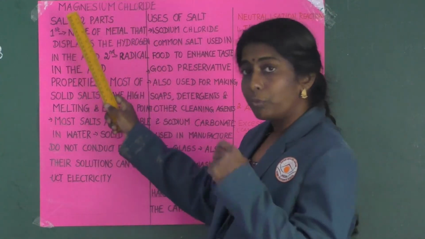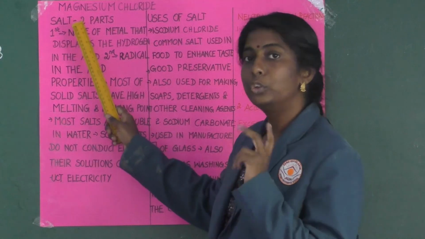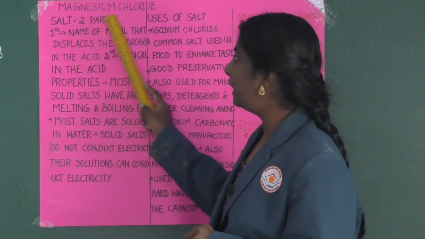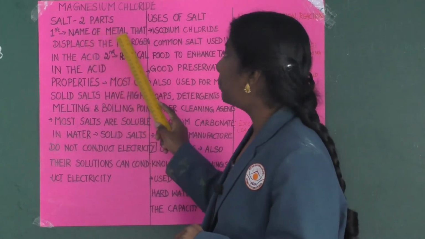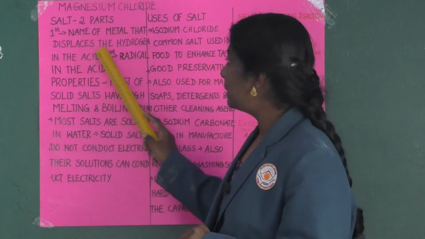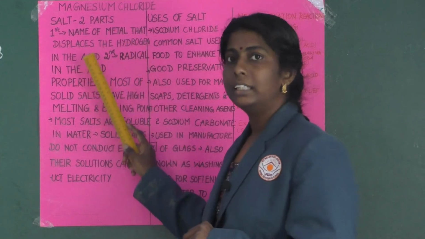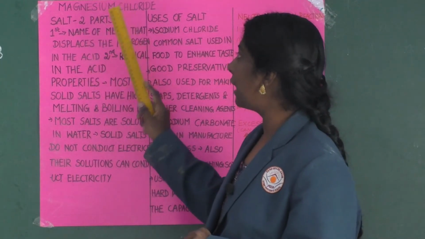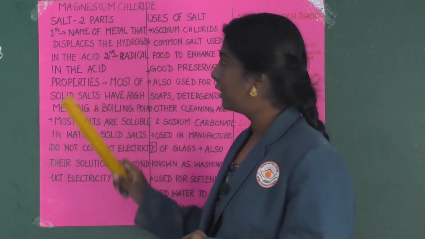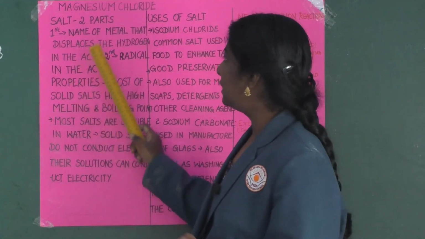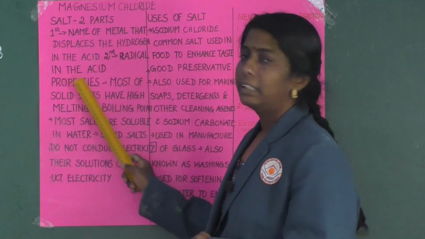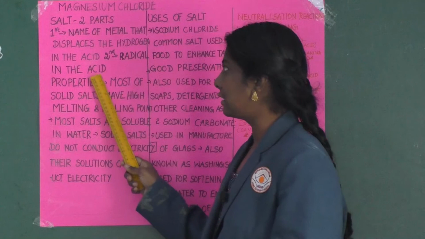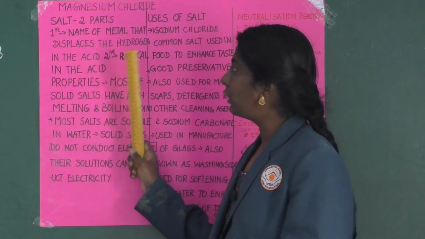The salt we obtain has two parts. The first part is magnesium, which is the name of the metal that displaces the hydrogen in the acid. We got magnesium chloride. The first part is the name of the metal, and the second part is the radical in the acid. Clear, children?